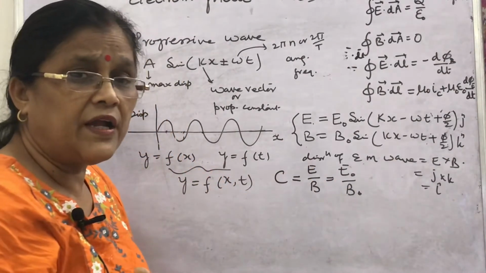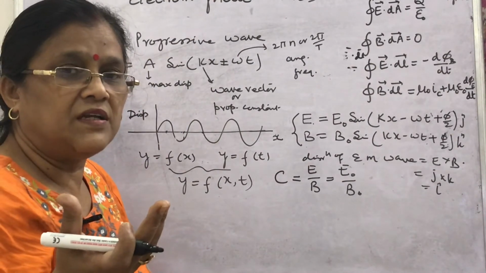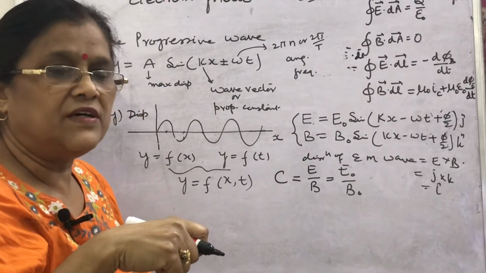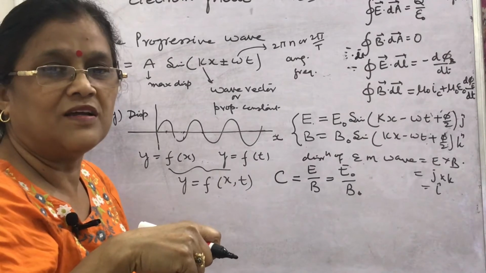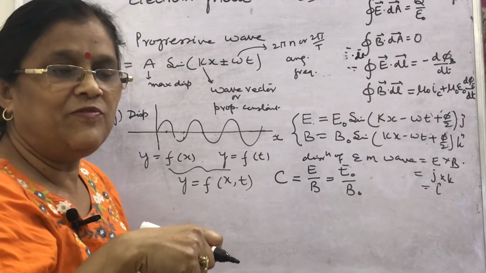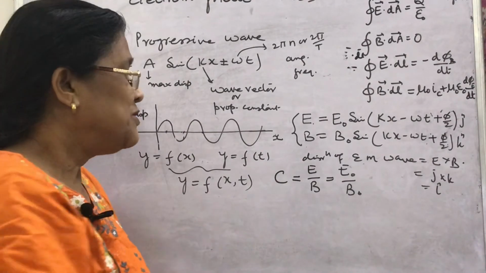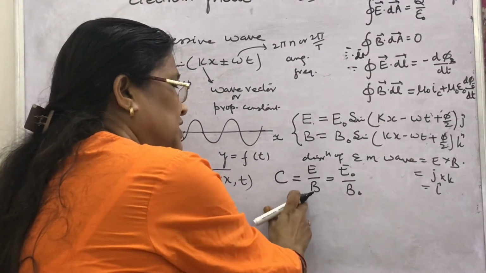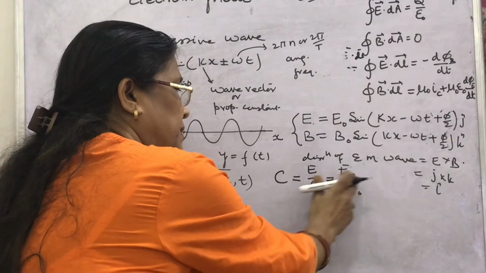In sunlight, you have seen different colors. Have you seen that red color comes faster than yellow color or green color? We receive all colors at the same time. So all colors move with the same speed, and it is given by this relation.